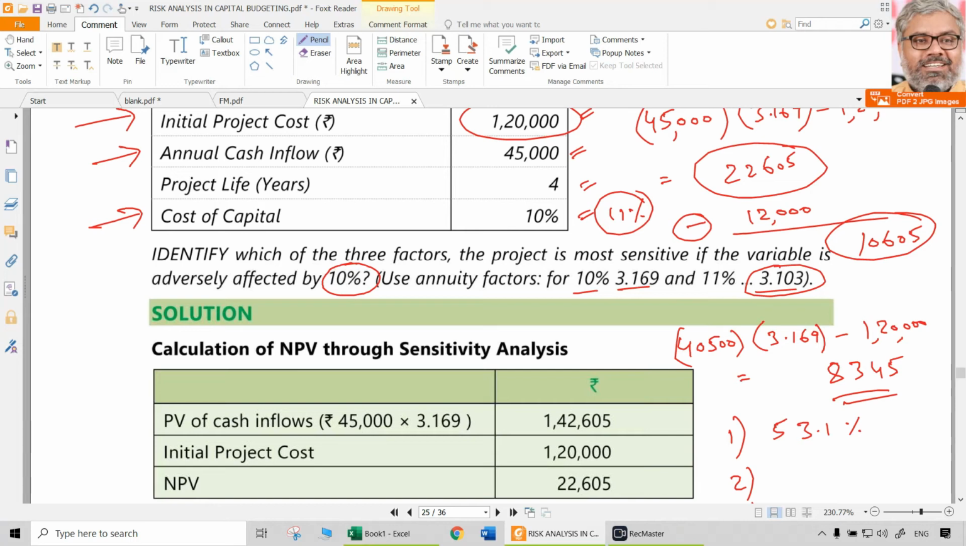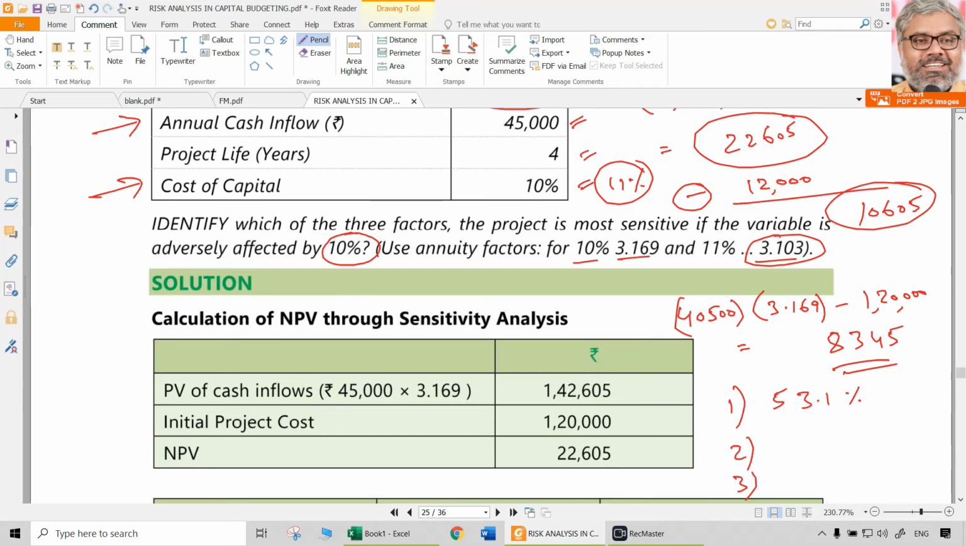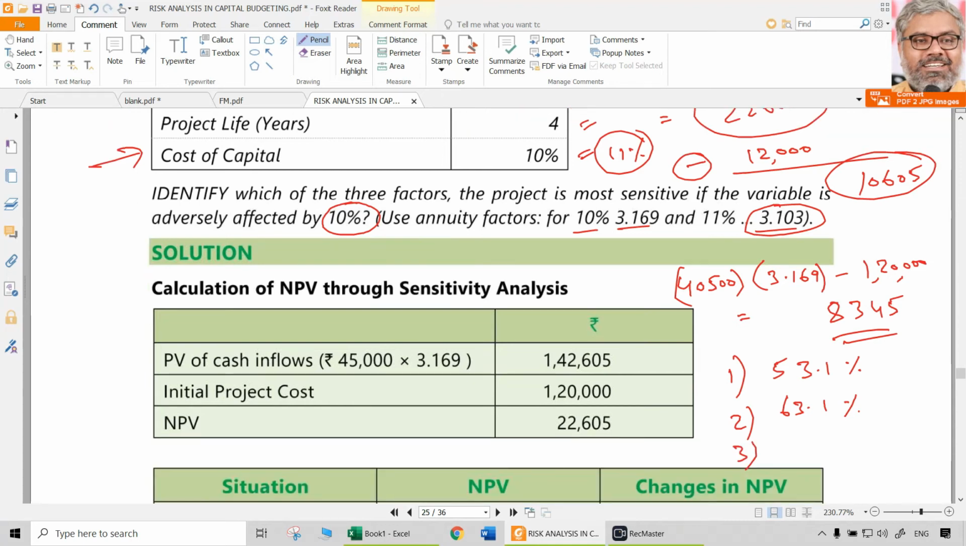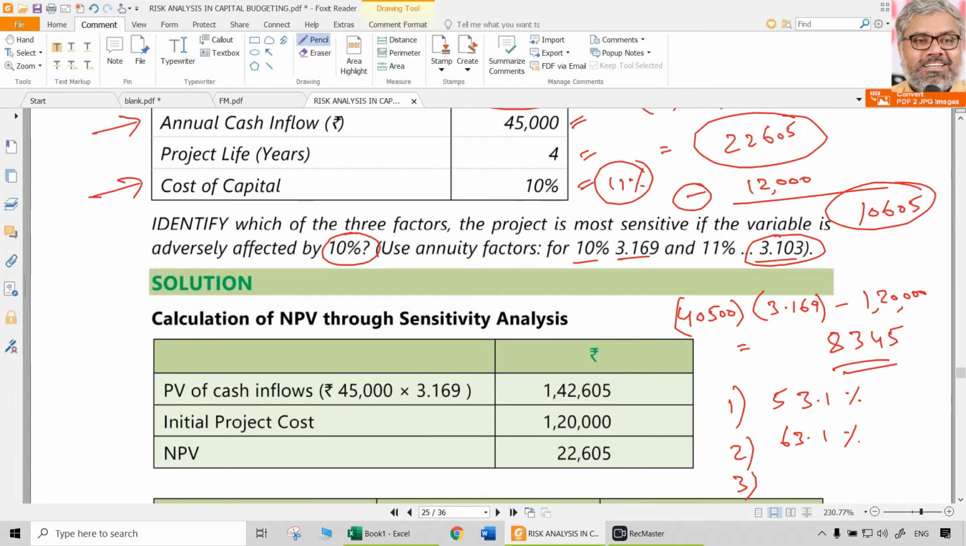Annual cash inflow reduced by 10%. Then the new NPV has become 8,345. Old NPV was 22,605, the base case NPV. New by old minus 1 into 100 means a 63.1% decrease happened. It will always be a decrease because the changes we are doing are always adverse changes only. NPV will always be lesser in new cases than the base case. So a 63.1% impact happened on NPV if cash flows are reduced by 10% each year.